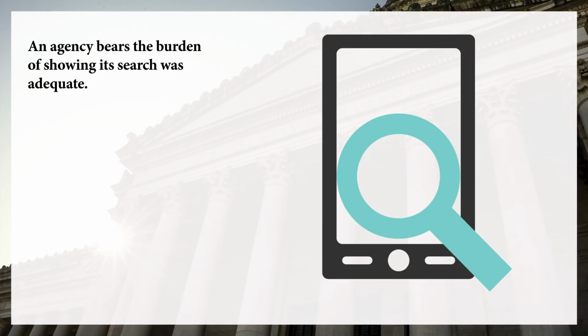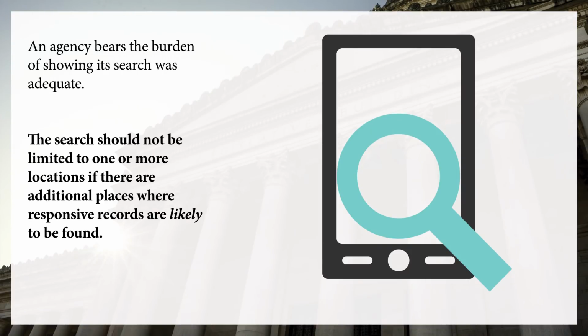An agency must make more than a perfunctory search and follow obvious leads as they are uncovered. The search should not be limited to one or more locations if there are additional places where responsive records are likely to be found. If responsive public records are likely to be found on or in an agency employee's or official's personal device or account, the employee or official must search those devices and accounts for responsive records.